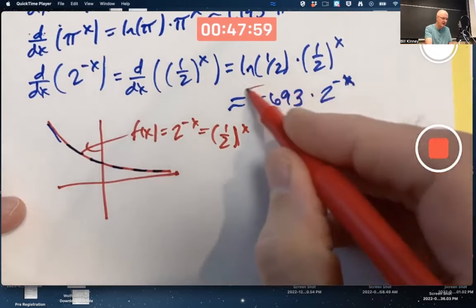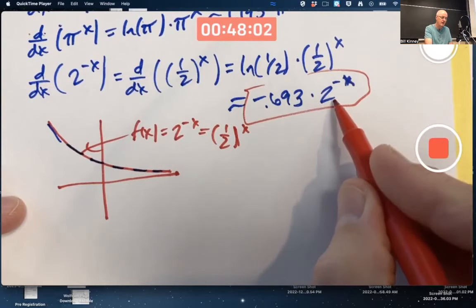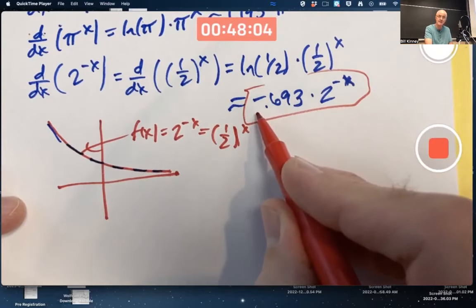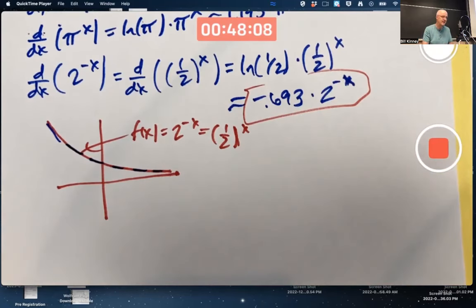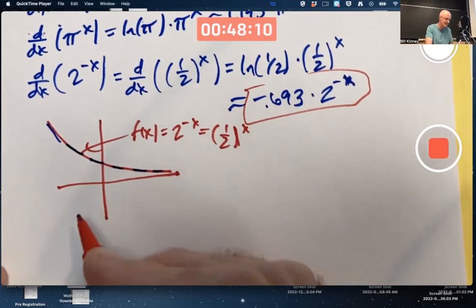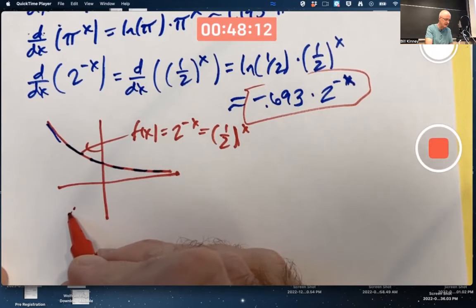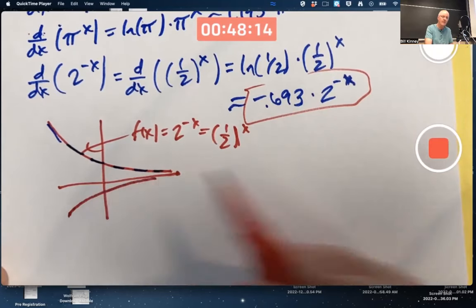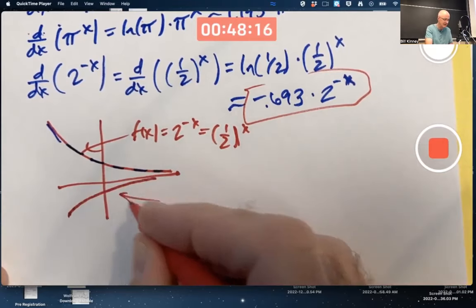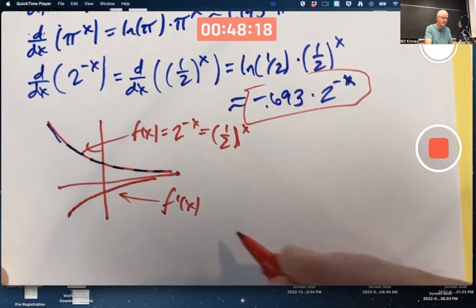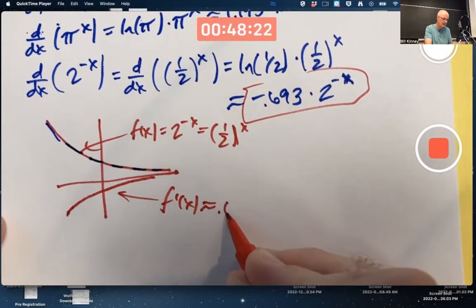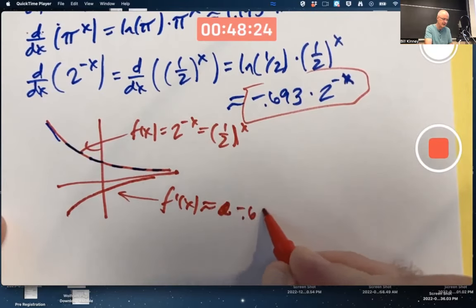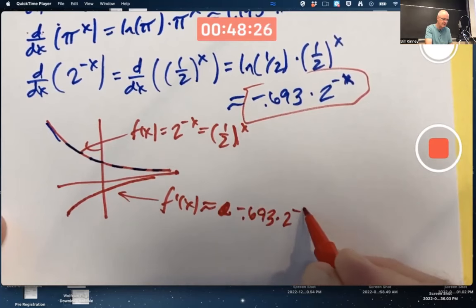If you graph this function, it's the original graph reflected over the horizontal axis because of the negative sign, and then also scaled by a factor of 0.693 in the vertical direction. So it's a bit closer to the axis, so to speak. But it is negative. There's f prime of x. Negative 0.693 times 2 to the negative x.